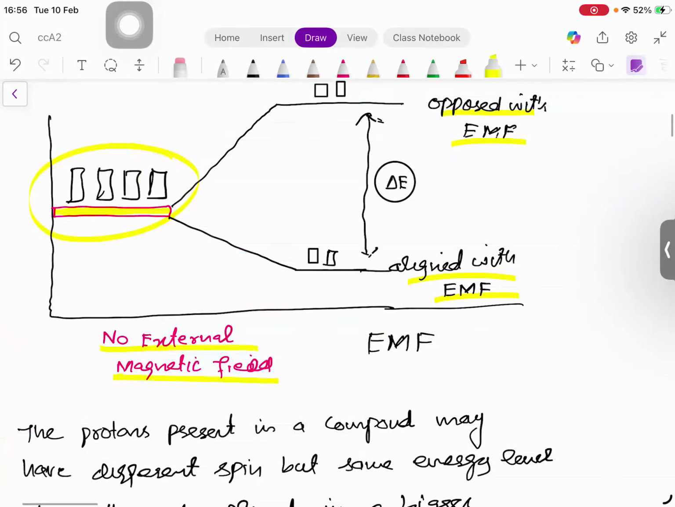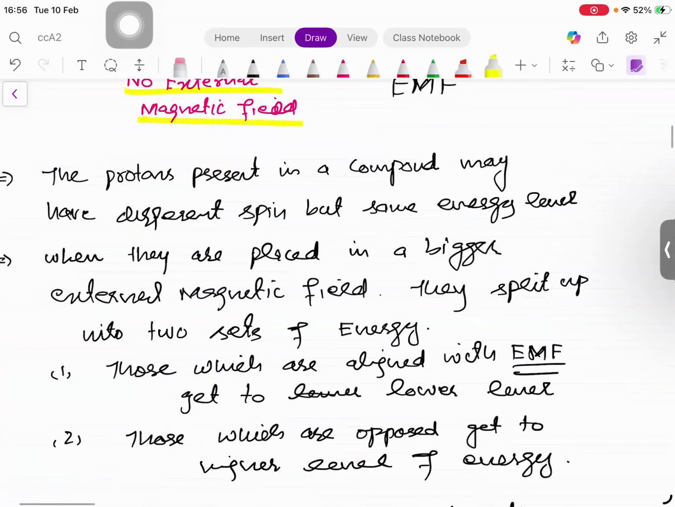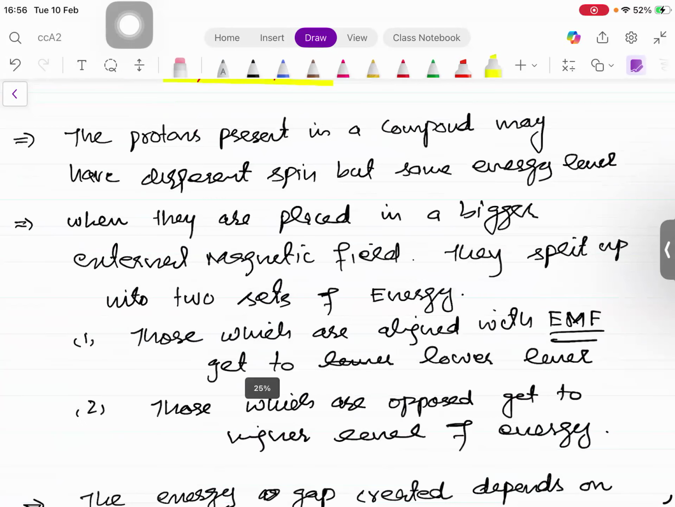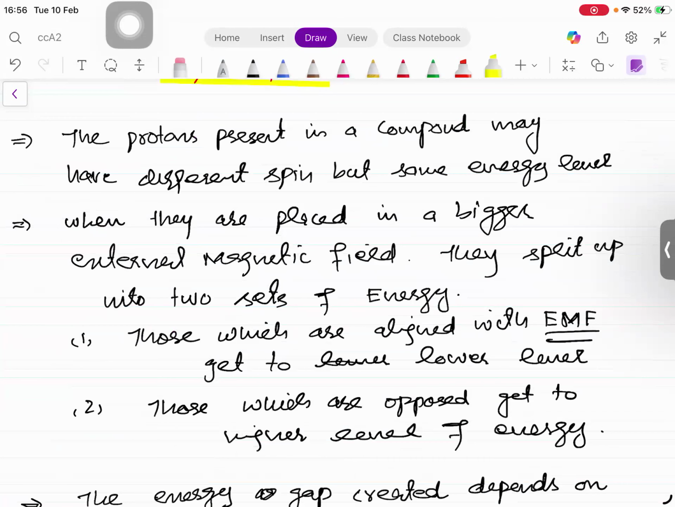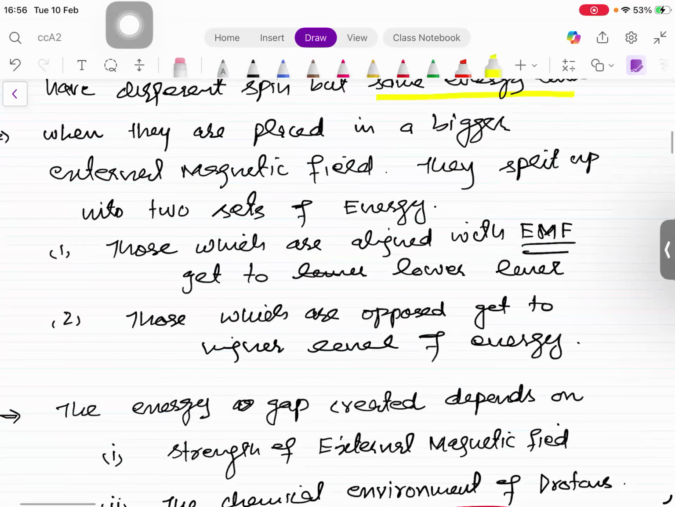We are looking at who is at the low level of energy, and we gave them energy exactly equal to the energy gap so they could flip, right? Now, the protons present in the compound may have different spins, but the same energy level. So this is what I made clear: if the spin is opposite, the energy level is not different, it is the same. When they are placed in a bigger external magnetic field, they split up into 2 sets of energy levels. Okay.